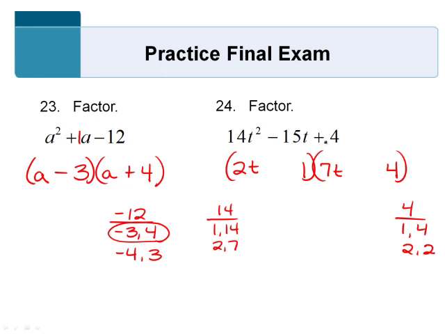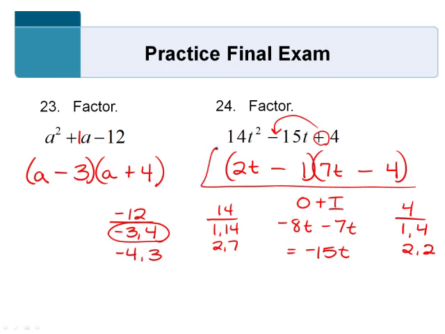Now remember your sign rule. If the last term is positive, you go to the middle term, and whatever that sign is, that's what you use in both. And now we have to check the outer plus the inner, the OI. So multiply 2t times negative 4 is negative 8t, and the inner term, negative 1 times 7t, is negative 7t, and that adds up to negative 15t. So it works. So that FOIL right there, that's your answer.